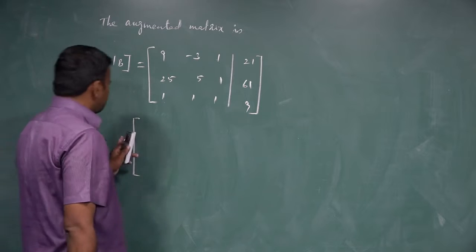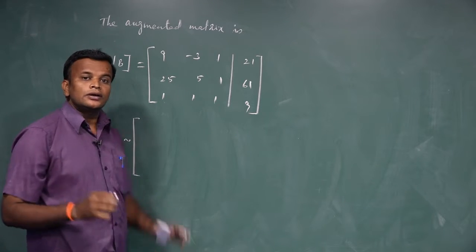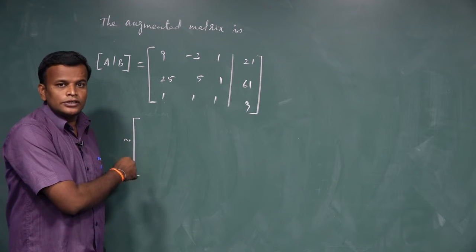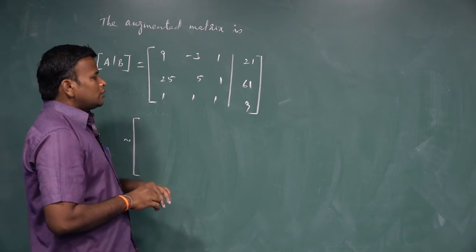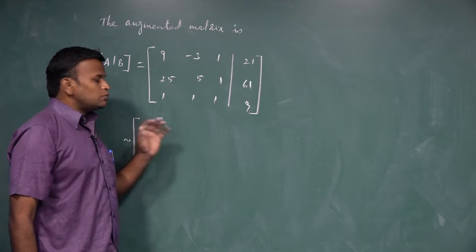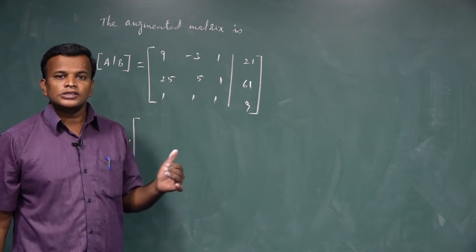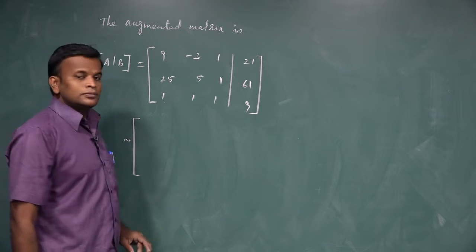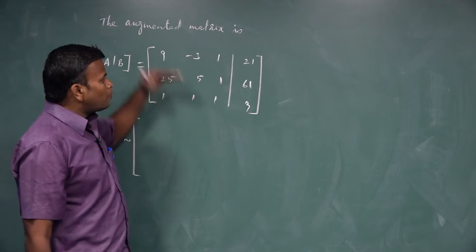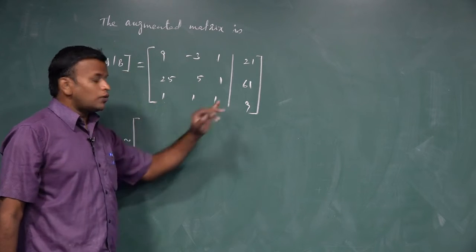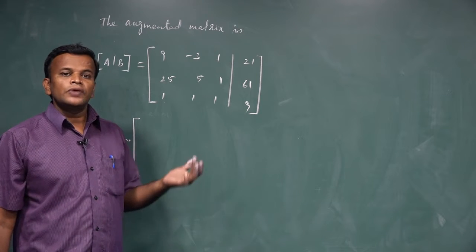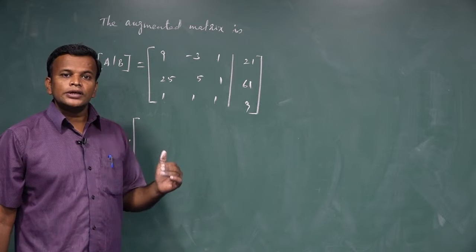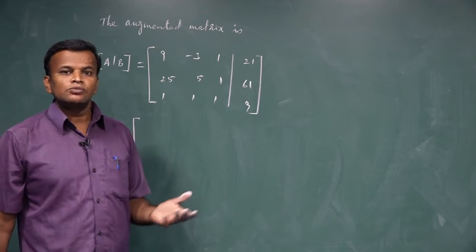Now we do some process. It is not an equal matrix, it is an equivalent matrix, so we put an equivalent symbol. It is better if the first row, first column element is 1. The simplification process is easy. You see, 9, 25, 1. We do only the row operations because we need the number of non-zero rows. So first we convert the first element to 1, because the simplification process is easier.